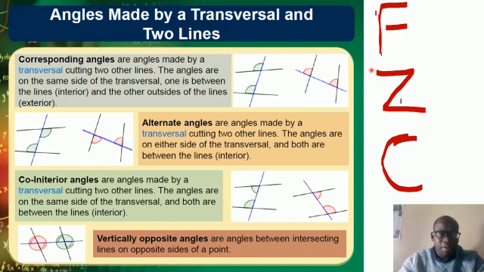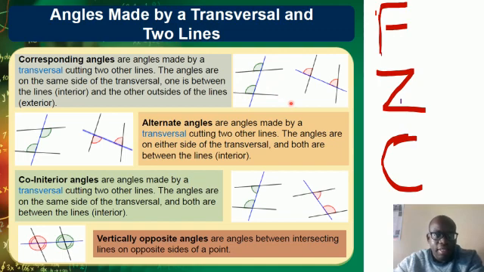These are angles made by a transversal cutting two other lines. The angles are on the same side of the transversal. One is between the lines, interior, and the other outside of the lines, exterior. So let us look at this diagram here. This blue line is called the transversal line, and it is cutting this line and this line.